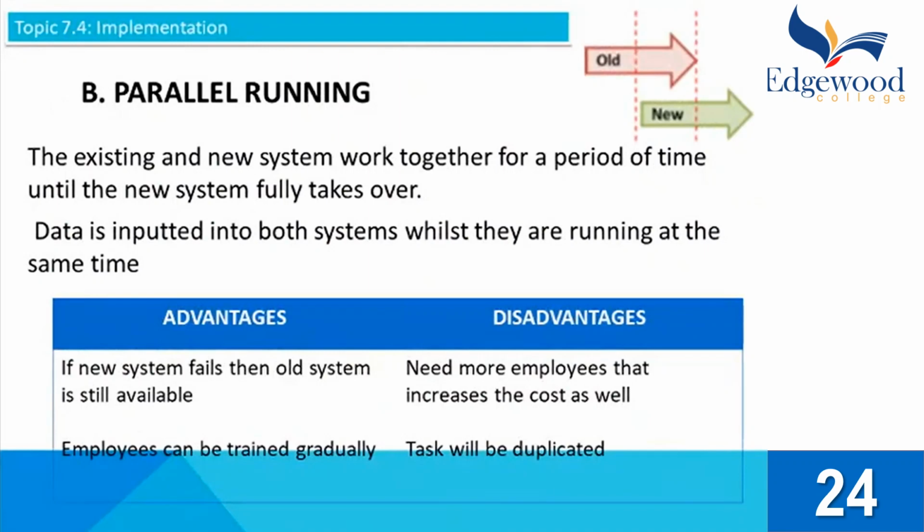For the advantages, if the new system fails, your old system is still available. Employees can be trained gradually while the system is operational, because it could be phased training. Since the two systems are working, you could take your time in training, perhaps starting from the heads and various heads before going down. It's easier because there is a gradual process in the training.